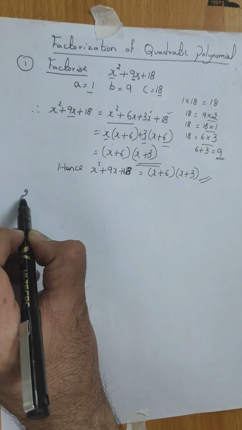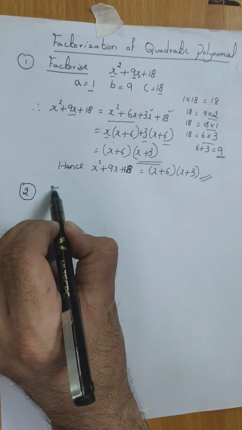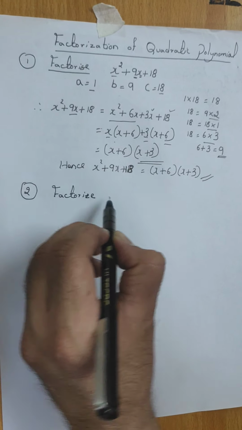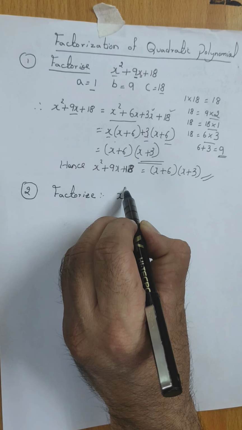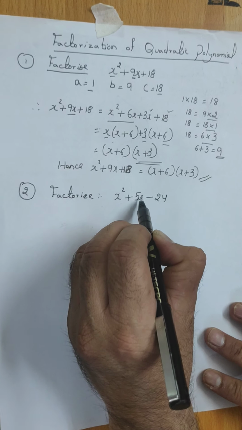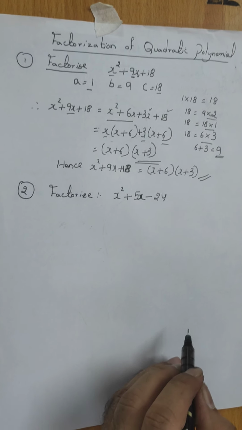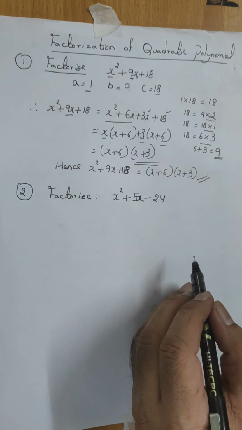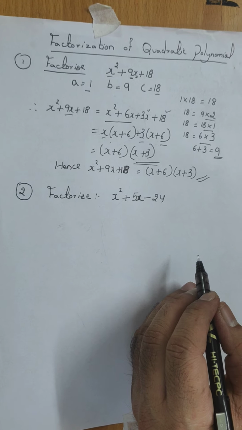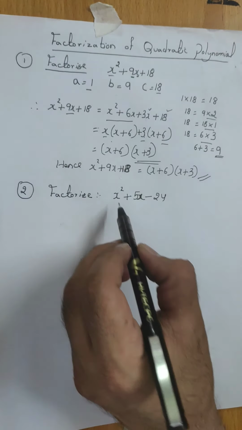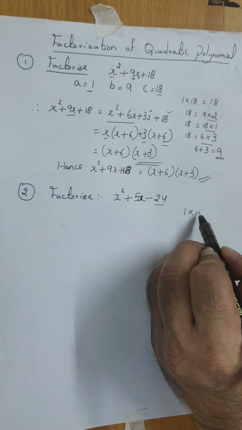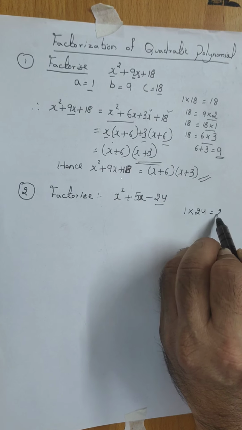Now let us take one more question. Say, factorize x square plus 5x minus 24. So I have taken one more quadratic polynomial. Clear? Now again, just as I told you in the previous question, I have to split the middle one. To split the middle one, again I'll write down the coefficient of x square. Here nothing is there, that means 1 into the constant, that means 24.